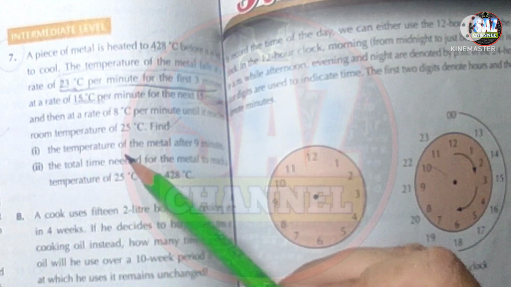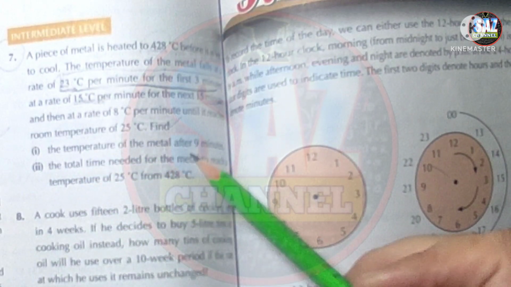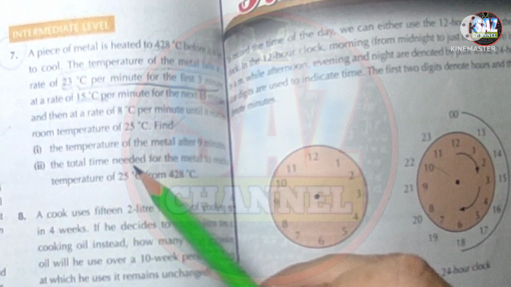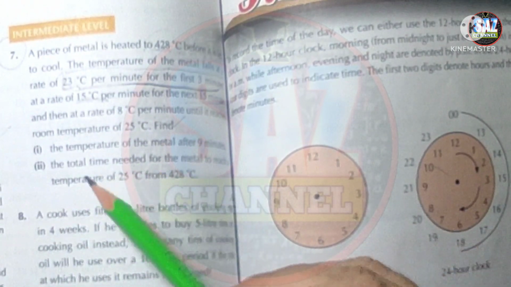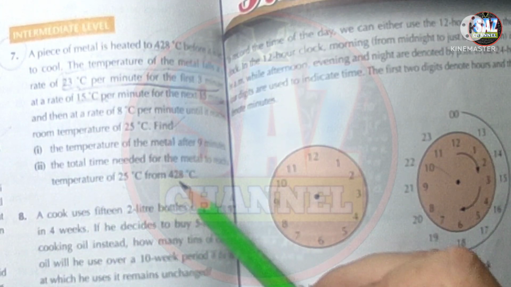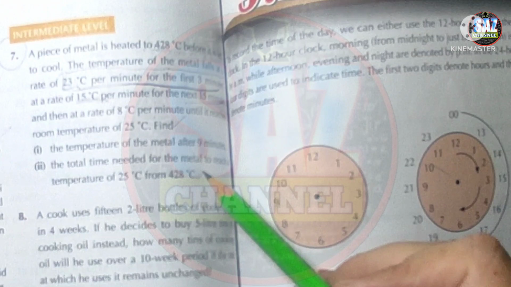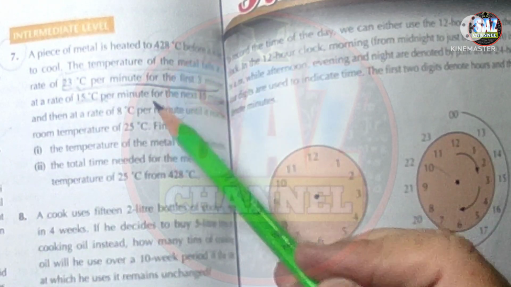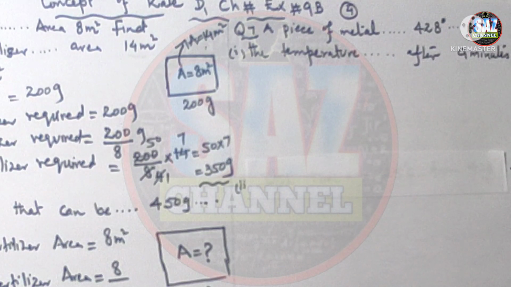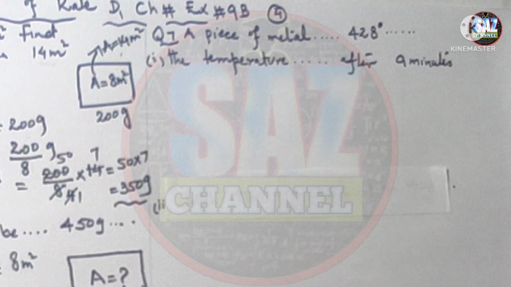The temperature of the metal after 9 minutes, this is the first requirement of the question, and the total time needed for the metal to reach the temperature of 25 degrees centigrade from 428 degrees centigrade. The question has many things to understand, so we will discuss each part one by one. One of the most important questions of your O-level examination. So, let us make a diagram to understand the question.